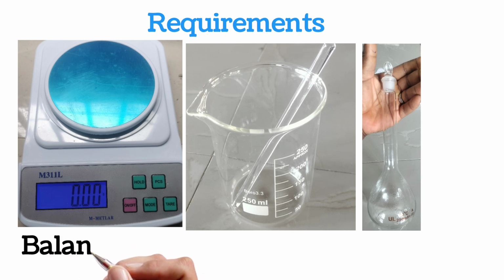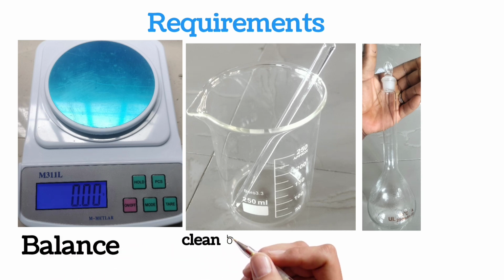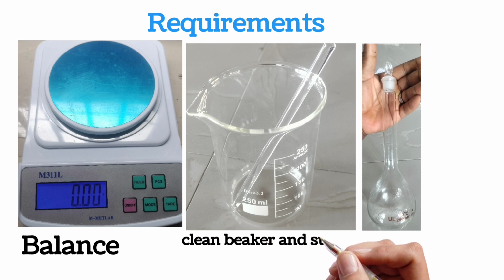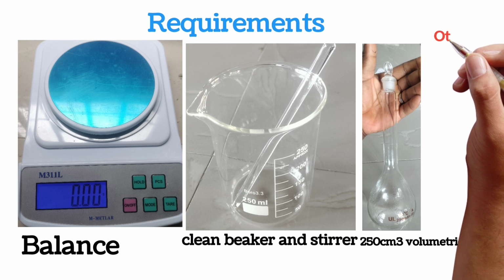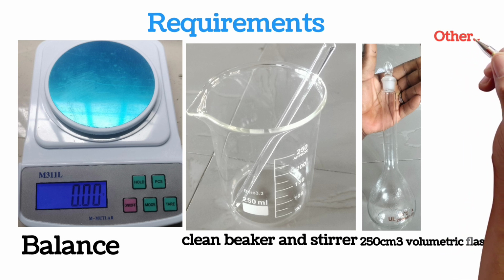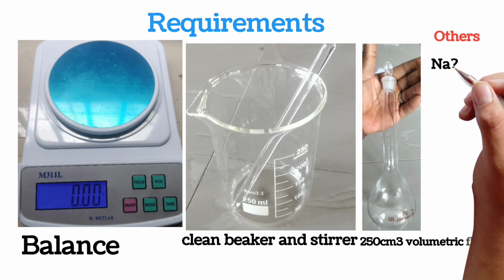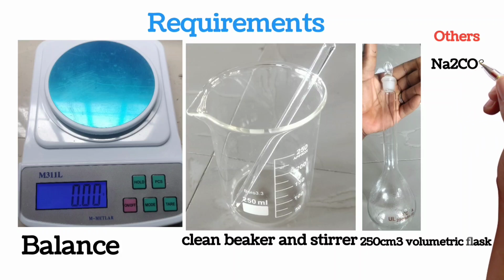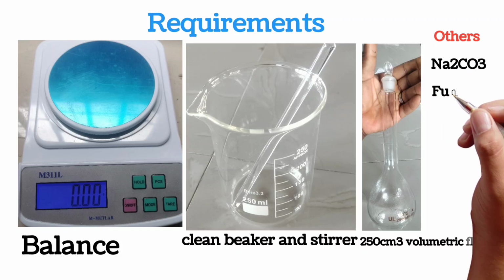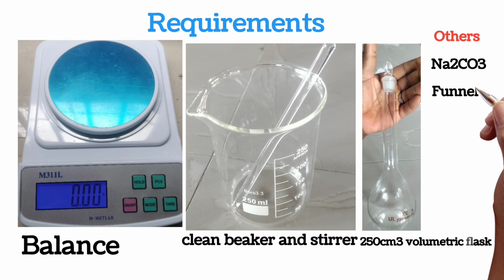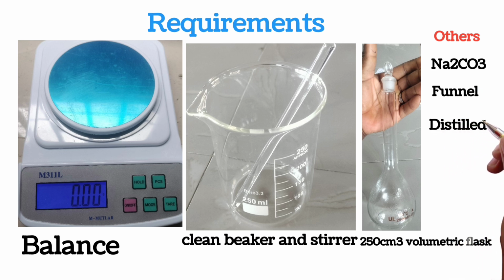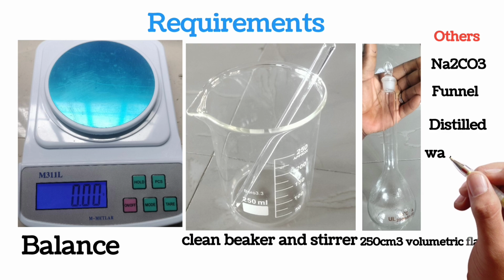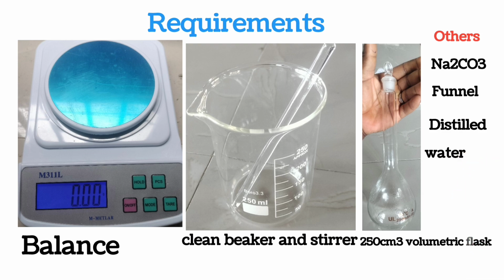This first one, we have a balance. The second one, we have a beaker and a stirrer. What is inside the second one is a stirrer, and the cup-like one is a beaker. And then the last one, the one I'm holding, is a 250 cm³ volumetric flask. Other materials and chemicals we'll be needing are sodium carbonate, that's the salt we'll be using. We'll be needing a funnel. We'll be using distilled water to dissolve our salt.